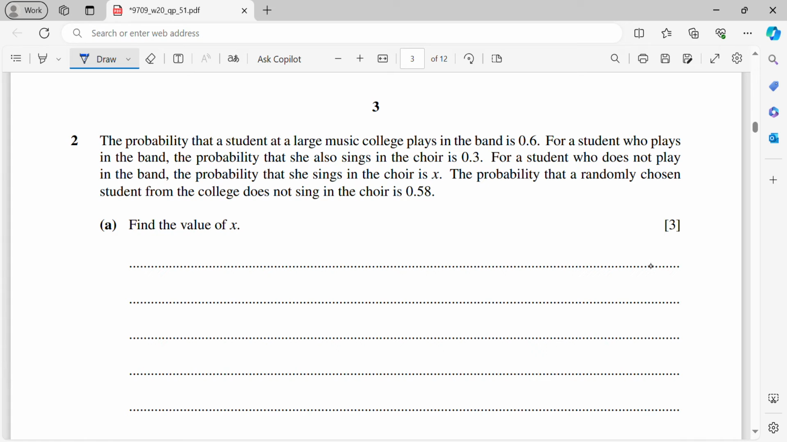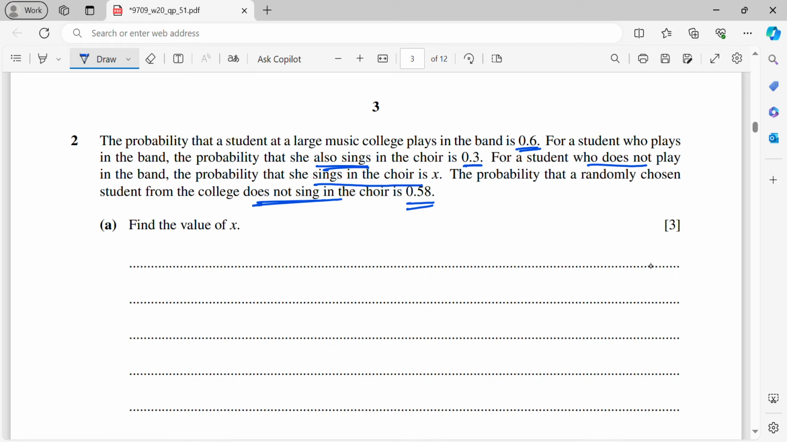Now question number 2, the probability that a student at a large music college plays in the band is 0.6. For a student who plays in the band, the probability that she also sings in the choir is 0.3. Now for a student who does not play in the band, the probability that she sings in the choir is X. Now the probability that a randomly chosen student from the college does not sing in the choir is 0.58. Now find the value of X.